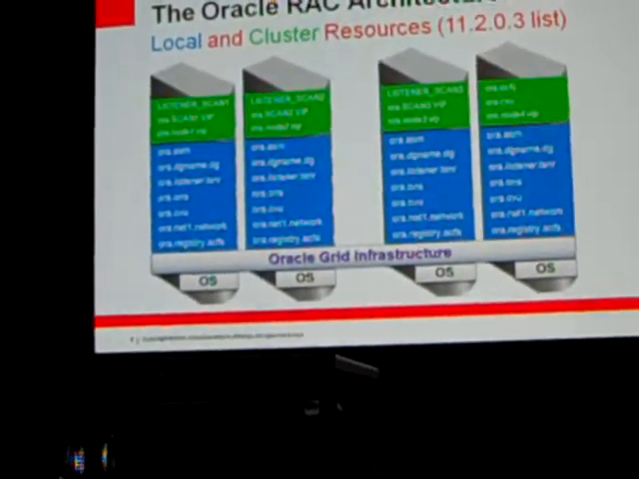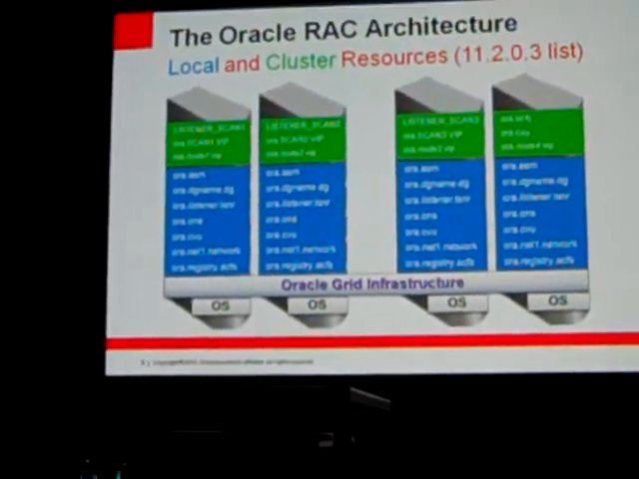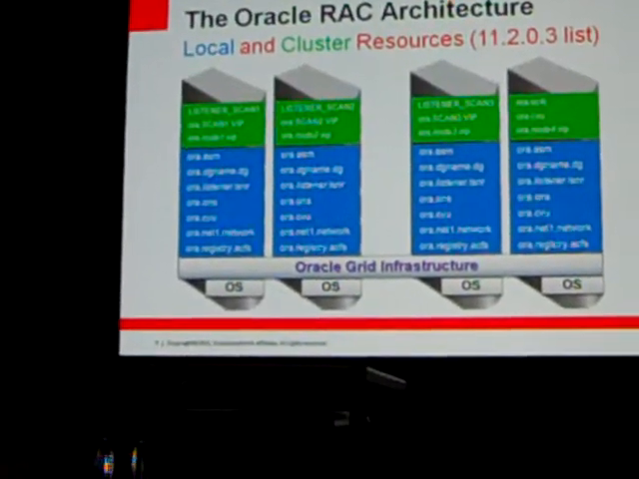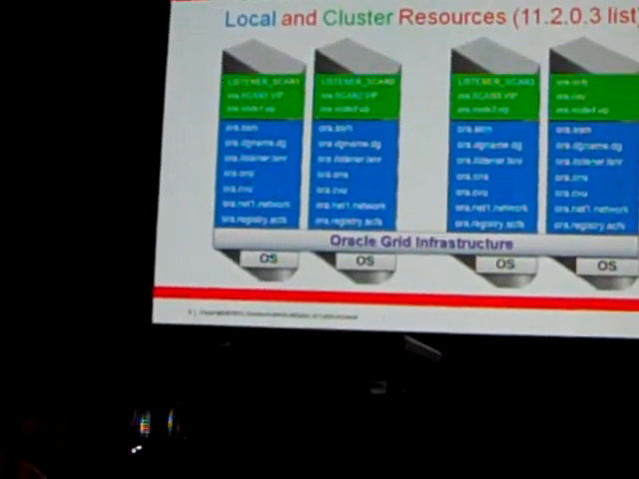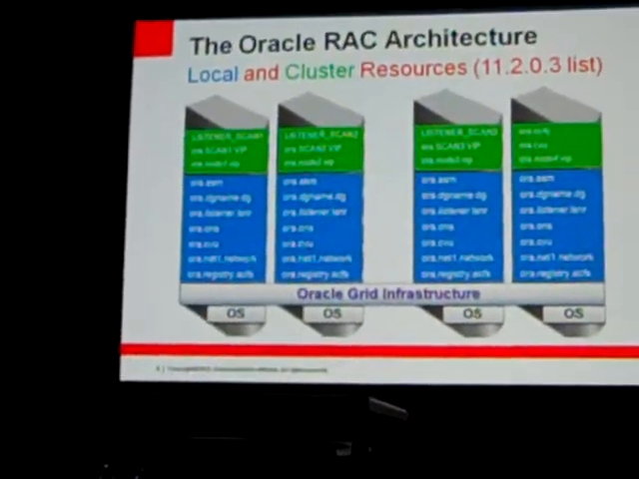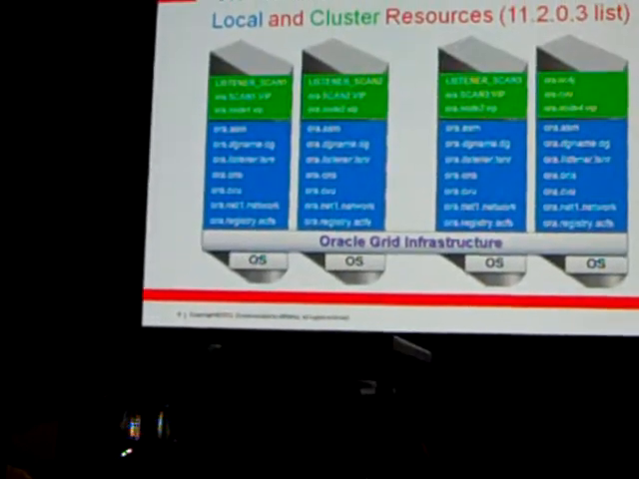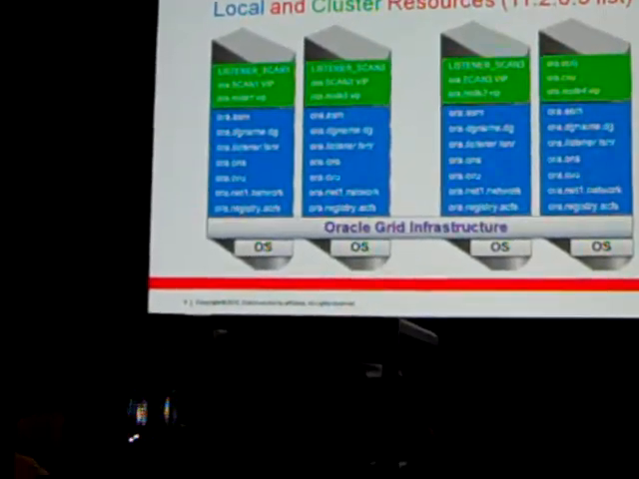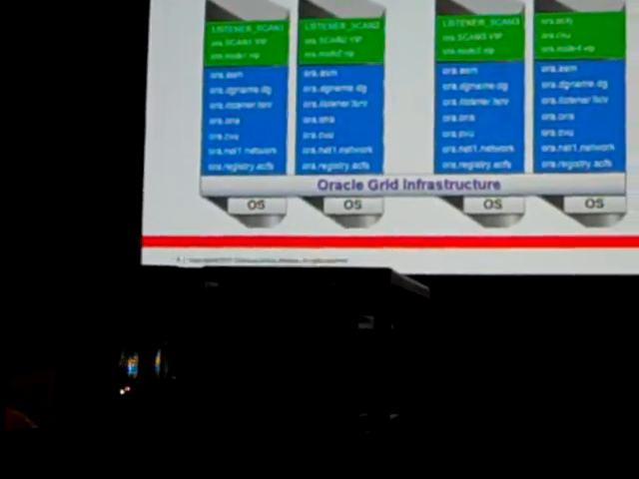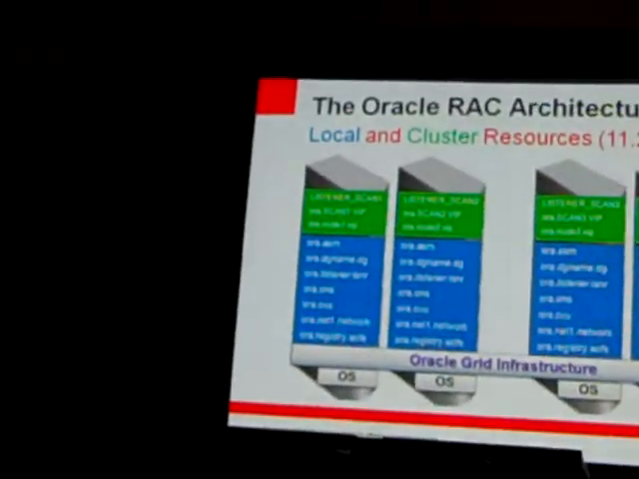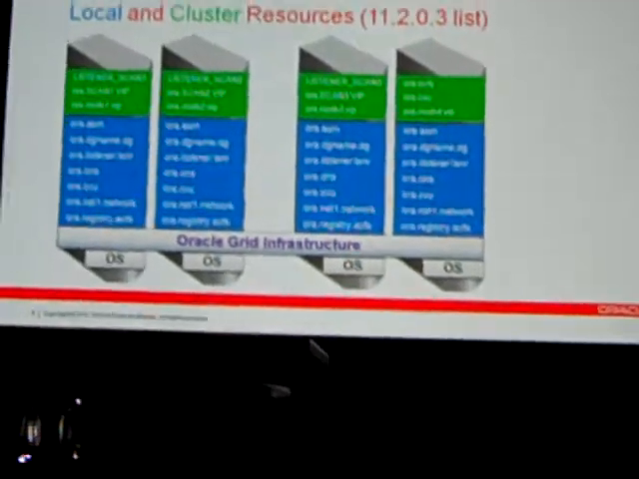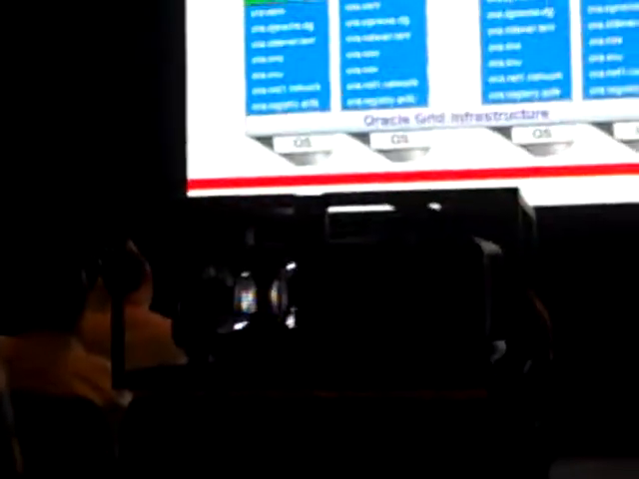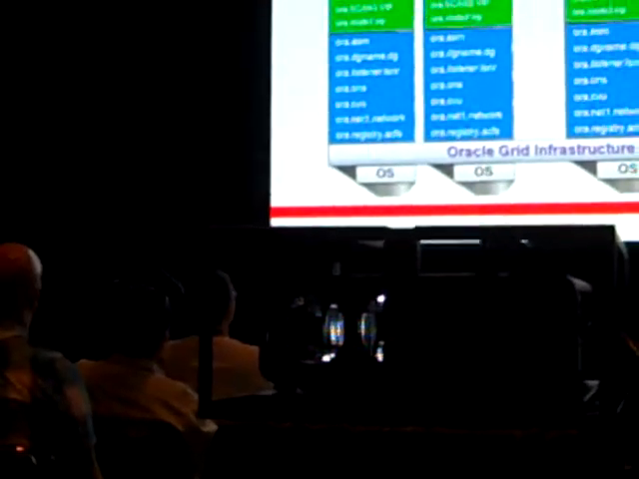However, the big categorization here is local and cluster resources. Local resources are resources that run on every node in the cluster. They have a firm or fixed assignment in some cases, so if this node is not running, these resources will not be started on another node. Some of them may be, but I'll come to this later.